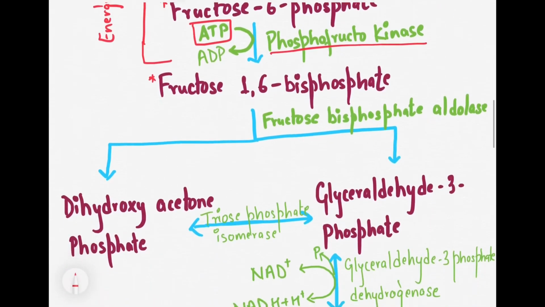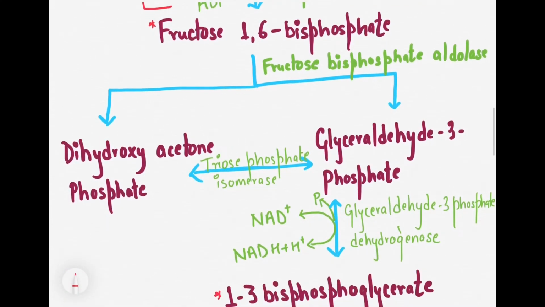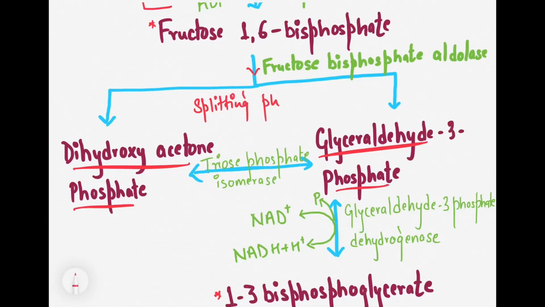In the next step, the hexose structure of fructose is split into triose sugars, that is dihydroxyacetone phosphate and glyceraldehyde 3-phosphate, by the enzyme fructose bisphosphate aldolase. This stage is known as the splitting phase because the hexose sugar, that is fructose, is split into 2 triose sugars, that is dihydroxyacetone phosphate and glyceraldehyde 3-phosphate.